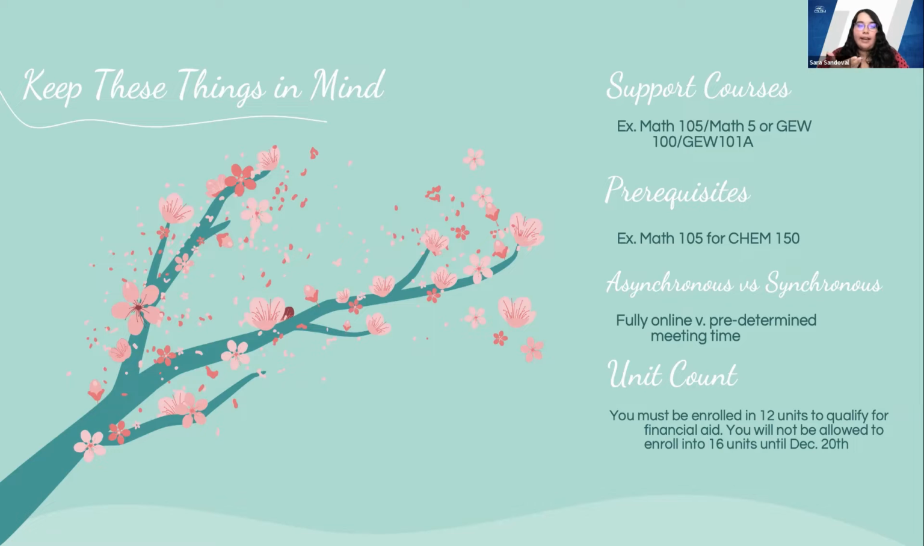And lastly, the unit count. As you saw on that example student, most of their units hit 12 units. That's because that's enough to be a full-time student. So you'll qualify for financial aid, which is great. You want to qualify for financial aid, get all the money that you applied for through FAFSA. You won't be allowed to enroll into more than 16 units until a little bit later in the month. And then most freshmen, I don't think you can do more than 19. I think that's the max. And that's a lot, by the way. It's a lot of units. I don't recommend doing that unless you're comfortable.